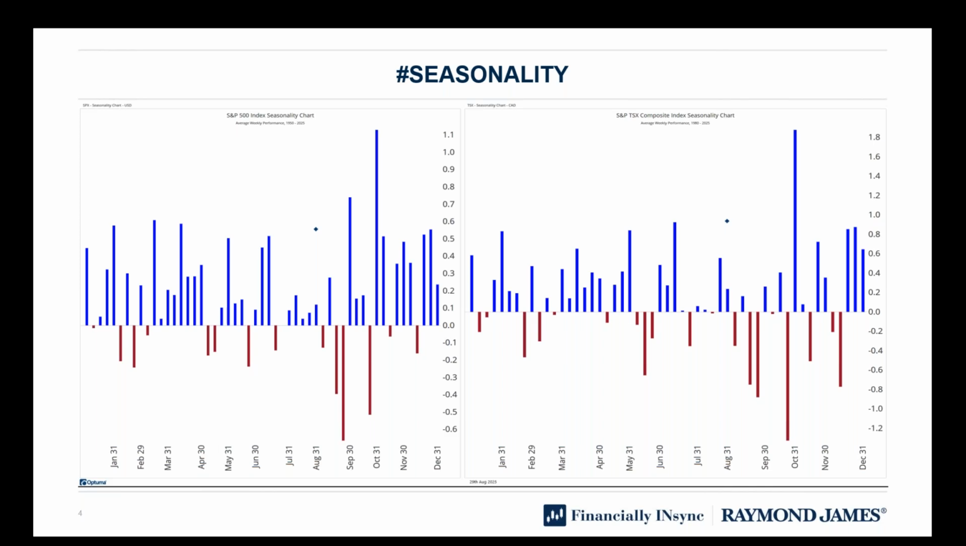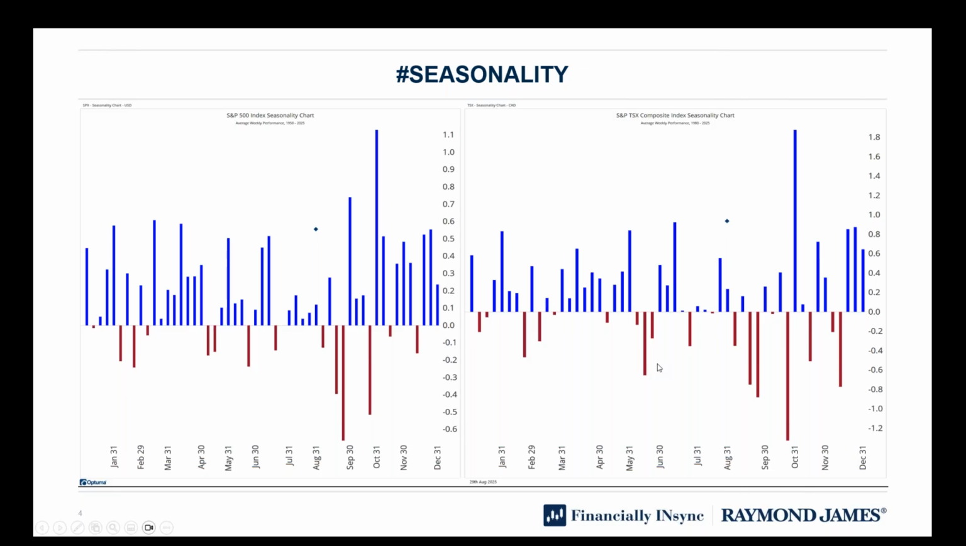This is the average returns from stock markets. On the left side, we've got the S&P 500, going back to 1950, so that's 75 years. On the right side, we've got the Toronto stock market going back to 1980, so that's 45 years. But take a look at these red bars coming up here. This is as we get into September and October.